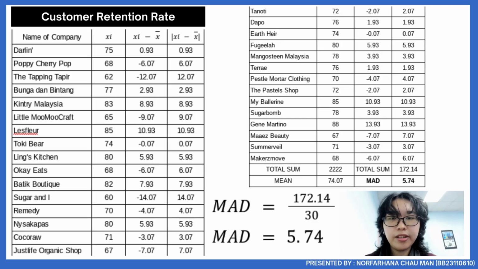For customer retention rate, the mean is 74.07. Then the total sum of the absolute values is 172.14, and we divide this by 30. And the MAD for customer retention rate is 5.74.